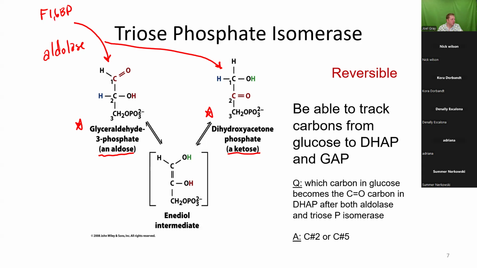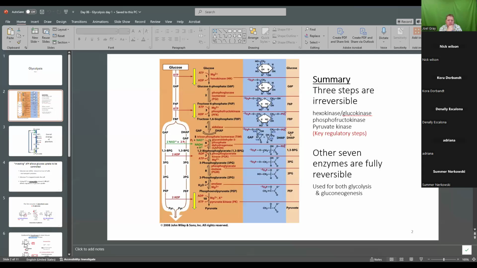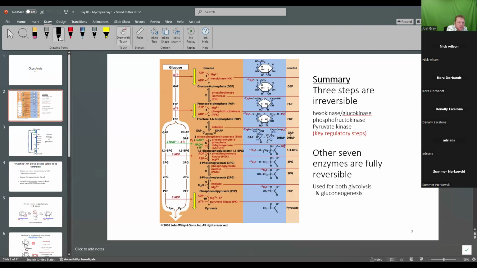And I want to share, I'm going to switch my share for a second to this right here. We are right here. Okay, so we make GAP and DHAP. What we need to do is replace that dihydroxyacetone phosphate with glyceraldehyde 3-phosphate. So we need to isomerize dihydroxyacetone phosphate into glyceraldehyde 3-phosphate.